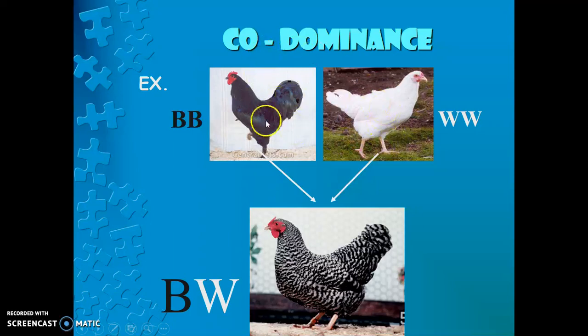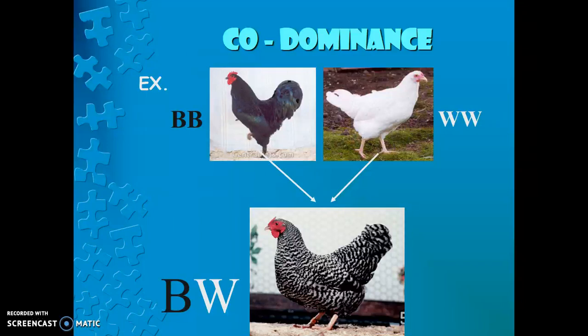So if these two breed, this one's going to give a black gene, this one's going to give a white gene, and so the babies who are heterozygous, one black gene, one white gene, are both black and white at the same time. You see black right next to white in that organism. This is called a checkered chicken. So some of its feathers are black and some of its feathers are white at the same time.